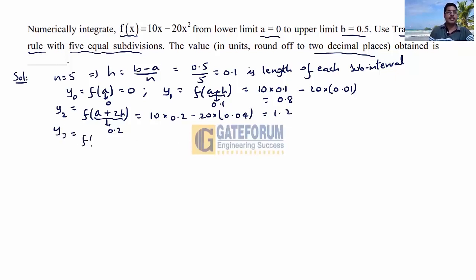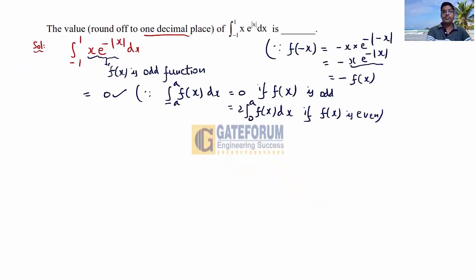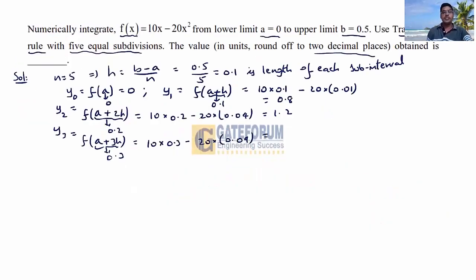Y3 is equal to function value at a plus 3h. A plus 3h value simplifies to 0.3. So this is 10 into 0.3 minus 20 into 0.3 whole square, which is 0.09. So this simplifies to 3 minus 1.8, which is 1.2. Please check. Y4 value, that is function value at a plus 4h. So y0 to y4 means 5 values.